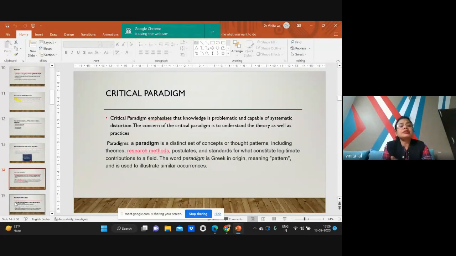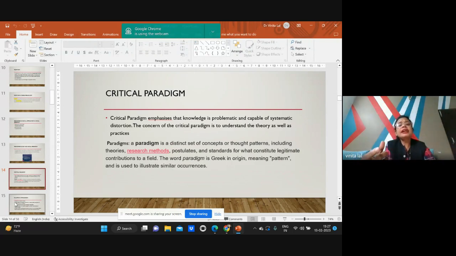Critical paradigm is also a part of research. It is a problematic capable of systematic distortion, and it is a crucial paradigm to understand theory as well as practices. It generally includes ideas developed by some social scientists like Max Horkheimer, and later critical paradigm work by scholars such as Nancy Fraser, 1989.